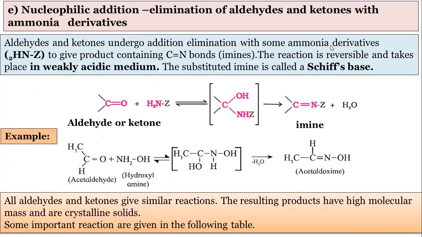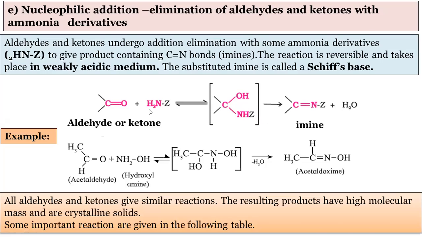Then the next part is nucleophilic addition-elimination. Addition takes place, and side by side elimination also takes place in this reaction. All the reactions follow the same pattern. So what is this reaction? These are the reactions with ammonia derivatives. Ammonia is NH3. When one hydrogen is replaced by the Z group, NH2Z, it is called an ammonia derivative.